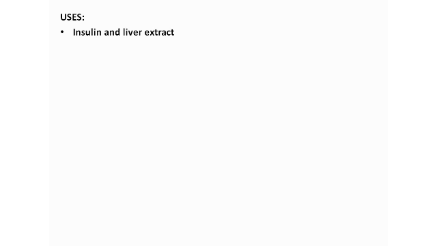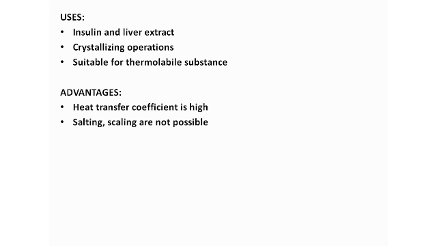So the uses: first of all, it is used for insulin and liver extract production. Next, it can be used for crystallization operations, wherever there is formation of crystals, and it is suitable for thermolabile substances like proteins, etc. Advantages: number one, the heat transfer coefficient is very high in this method. Next, salting and scaling are not possible in this equipment.